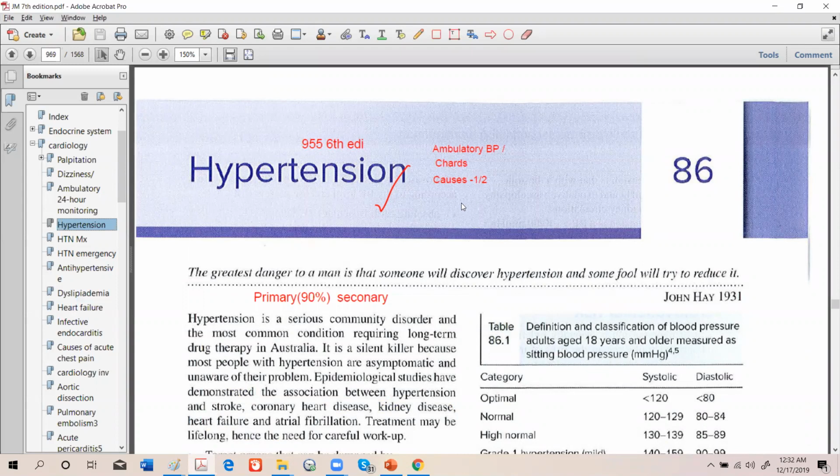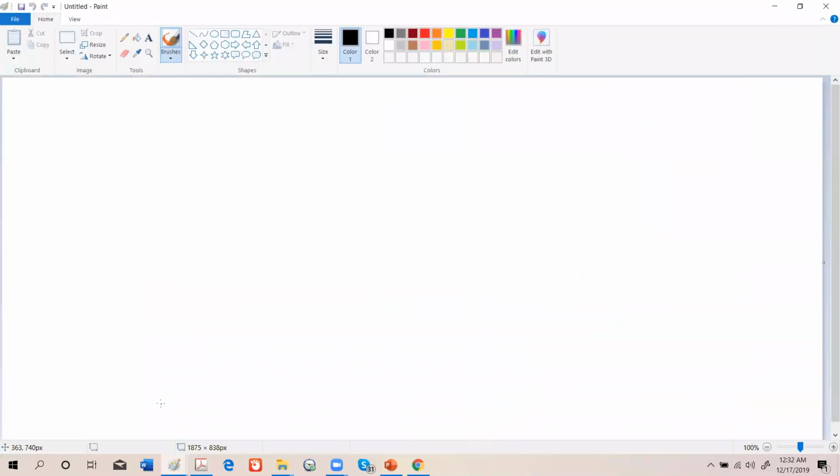Okay, now talking about a few things, the causes. For this one, we need to take a whiteboard, definitely. And if we look at the whiteboard, we have to learn the causes of hypertension, which is a very basic thing. Okay, so the causes of hypertension. This is the main topic.